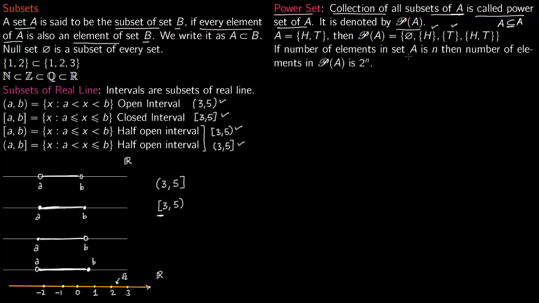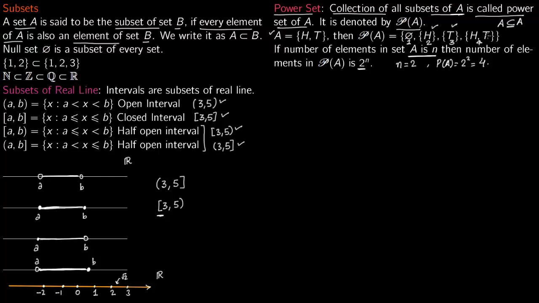Now if the number of elements in set A is n, then the number of elements in the power set is 2 to the power of n. This can be proved by a counting argument. We will not prove this, but it is worth noting. For example, in this example, n is 2. So there are only 2 elements, head and tail. So the power set of A contains 2 to the power of 2, that is 4 elements. So now you can count: this is 1, this is 2, this is 3, and this is 4. So there are 4 subsets.